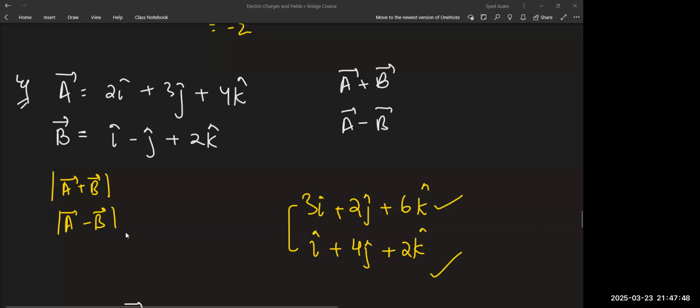Yes, Abyaz, by now you should get the magnitude. Ma'am, I'm calculating. I have not got. See, A plus B, calculate A plus B is resultant and take its magnitude, okay? Yes, ma'am. I got A plus B. I'm doing its magnitude.